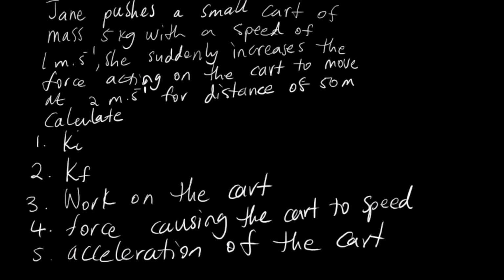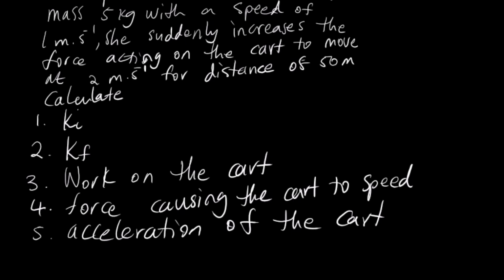Now here's a situation whereby it goes with questions. Now it's simply based on work, energy and power. We need to use all the pre-knowledge that we have to try and answer these questions. Now the scenario is saying Jane pushes a small cart of mass 5 kg with a speed of 1 meter per second. She suddenly increases the force acting on the cart to move at 2 meters per second for a distance of 50 meters. Now the first question is saying calculate the initial kinetic energy.